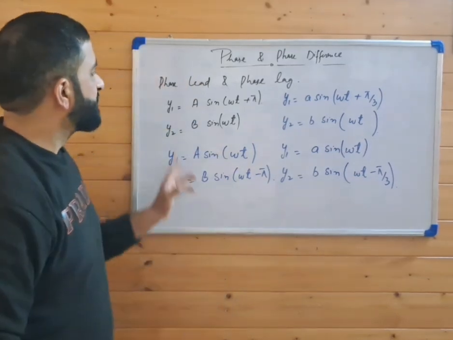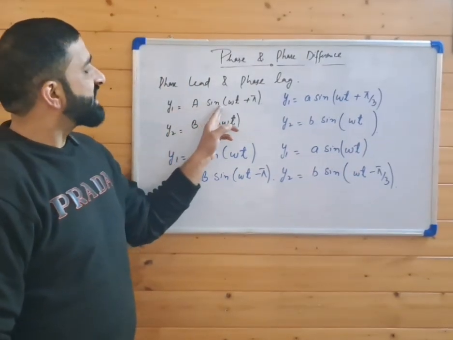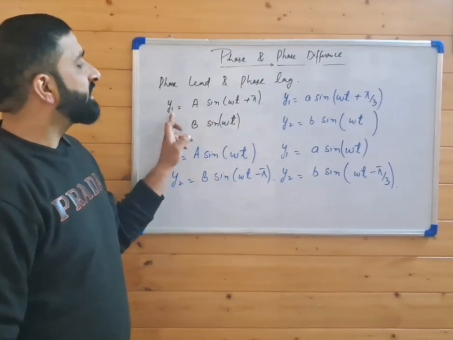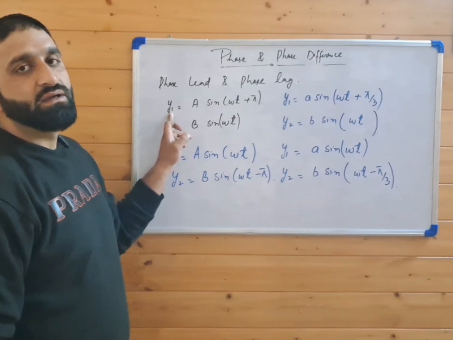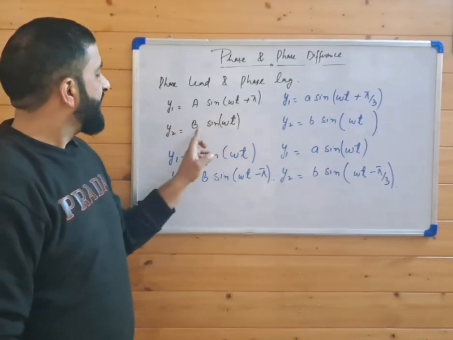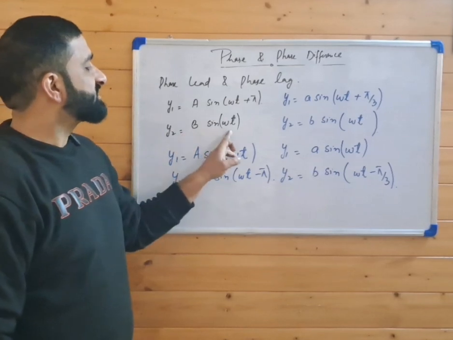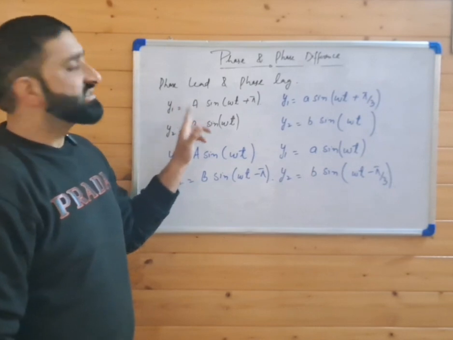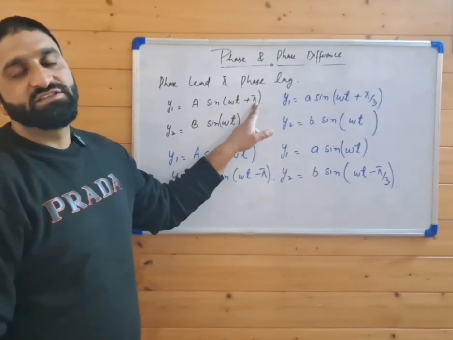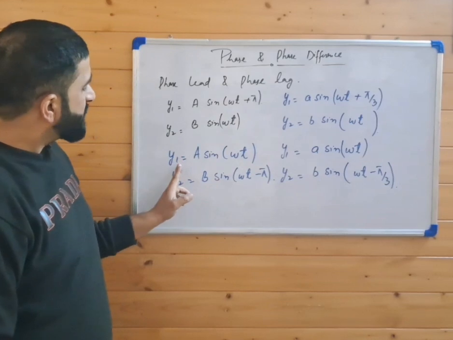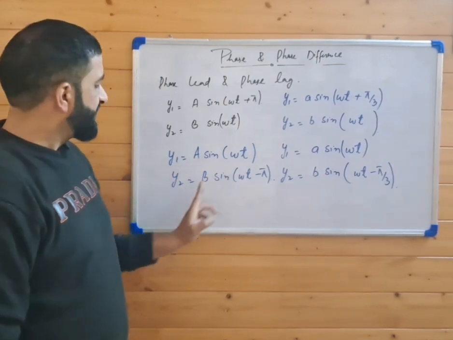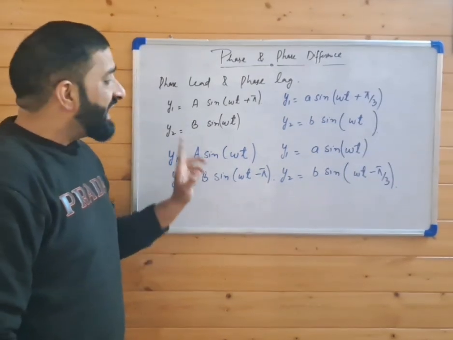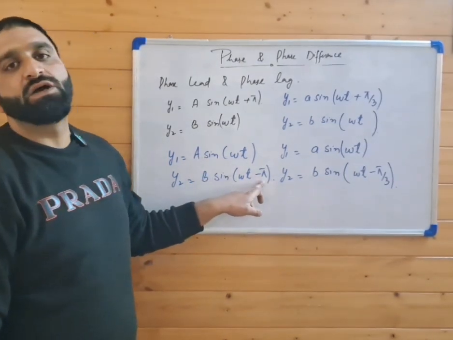We can see the four equations. In equation number 1, y1 is equal to a sine of omega t plus pi, y2 is equal to b sine omega t. That means particle number 1 has already completed a half cycle and then particle 2 starts vibrating from its mean position, so we can say that particle number 1 leads the second particle by a phase angle of pi. Or this can be expressed as y1 equal to a sine of omega t, and y2 equal to b sine of omega t minus pi. That means the second particle lags behind the first particle by a phase angle of pi.